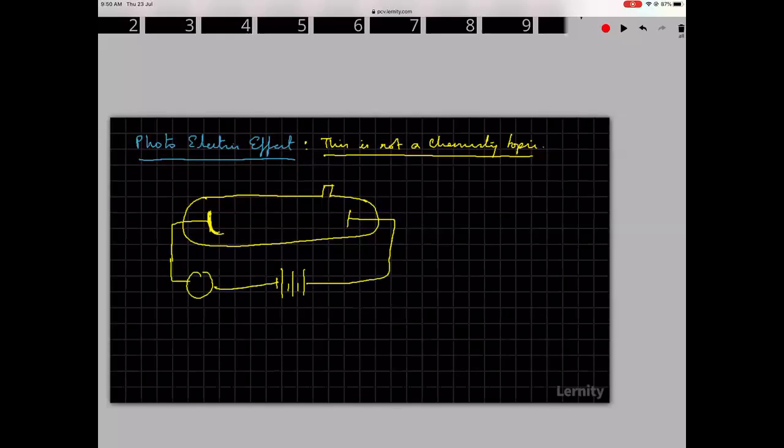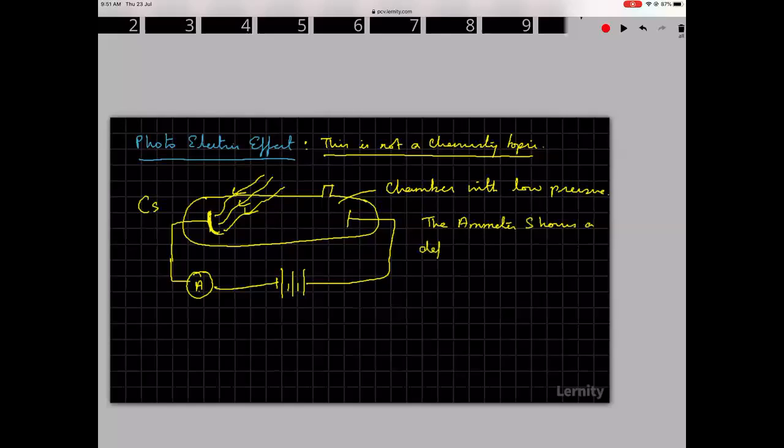See, I have a chamber here. I have a chamber with low pressure. Then this is the negative terminal. I have taken a metal like cesium, then I incident light on it. When I incident light on it, I see that this ammeter which is there here shows a deflection.